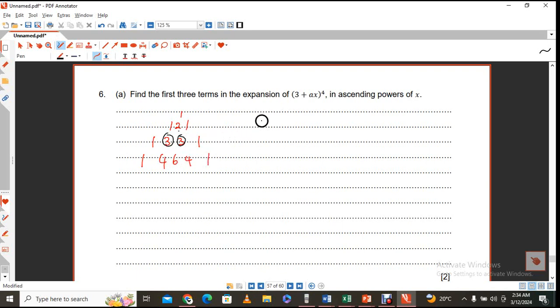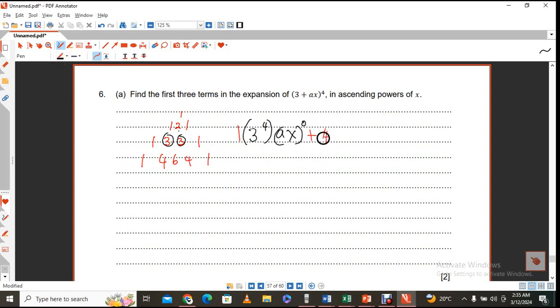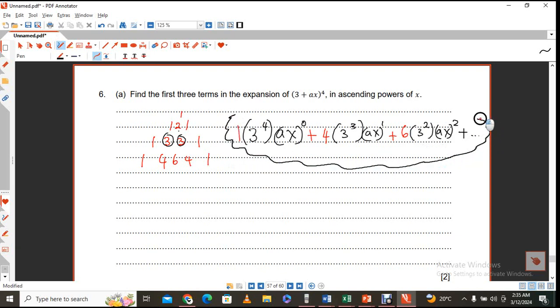Alright, so what do I know? I know that 3 raised to the power of 4, but maybe perhaps I'll put this in brackets, then I have ax raised to the power of 0. Remember, these two powers should add up to 4. But here I will have 1 plus 4, which is the coefficient over there, and then 3 raised to the power of 3, and ax raised to the power of 1. Then plus, of course the coefficient is 6 now, and it's 3 squared times ax to the power of 2, because these two powers should give you 4. Okay, and so on. That's all that I need to work with, and I'm going to calculate this and write it down.